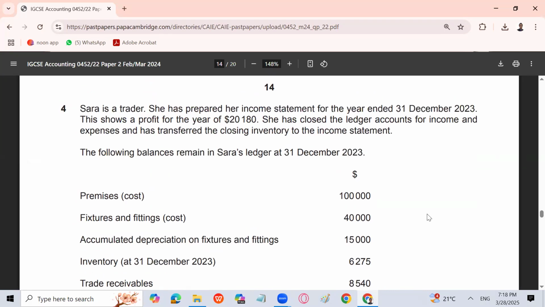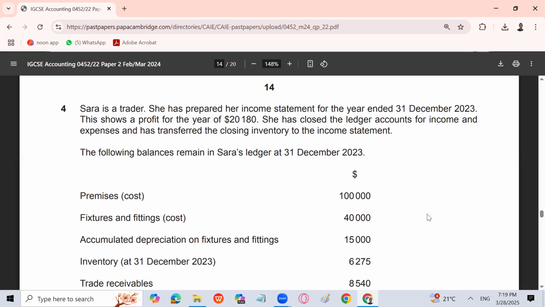So let's start question number 4 of February March 2024 variant 22 0452. And this question is basically related to final accounts of a sole trader, but it has something more to be examined by the examiner. So Sarah is a trader. She has prepared her income statement for the year ended 31st December 2023. This shows a profit for the year of 20180.